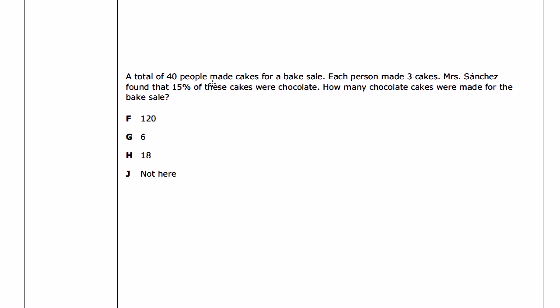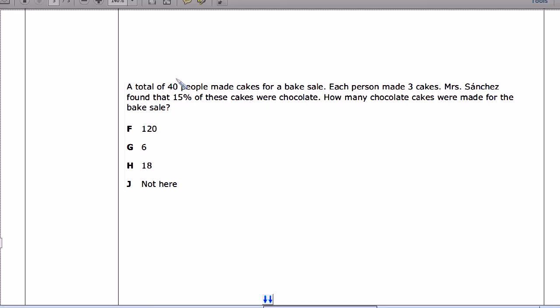And then it says a total of 40 people made 40 cakes for a bake sale. Each person made 3 cakes. Mrs. Sanchez found that 15% of these cakes were chocolate. How many chocolate cakes were made for the bake sale? Okay, well, we know that 40 people made cakes for the bake sale. Each person made 3 cakes. Okay, so one person made 3 cakes. Mrs. Sanchez found that 15%, there's your percent, of the cakes were chocolate. How many chocolate cakes were made for the bake sale?